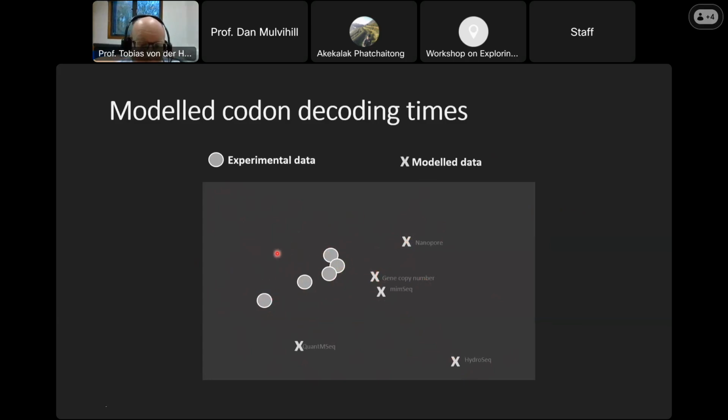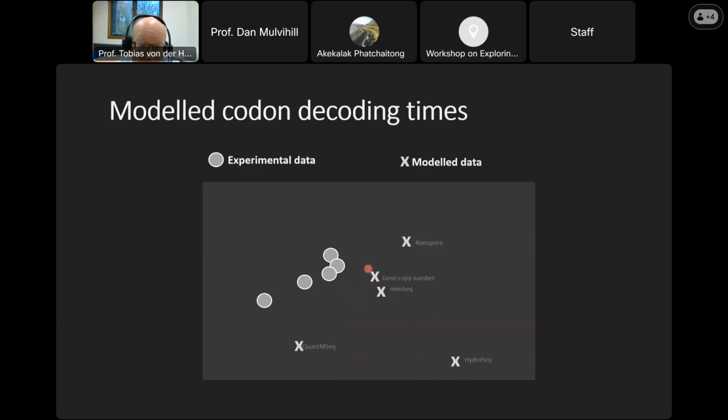So I should say that we don't know what the real decoding times are. It's possible that one of the experimental data sets is really accurate and everything else is inaccurate in relation to it. It's possible that our predictions are accurate and the experimental data points make mistakes, or most likely the real decoding times are somewhere in the center here, and the experimental data sets and our model data all make some mistake. That means they're differing from the real decoding times in yeast in vivo.